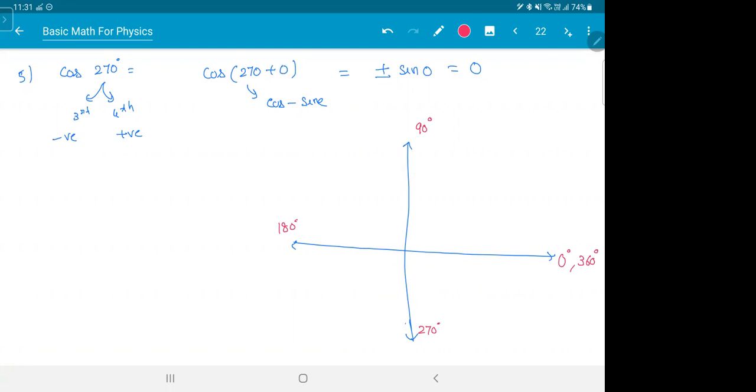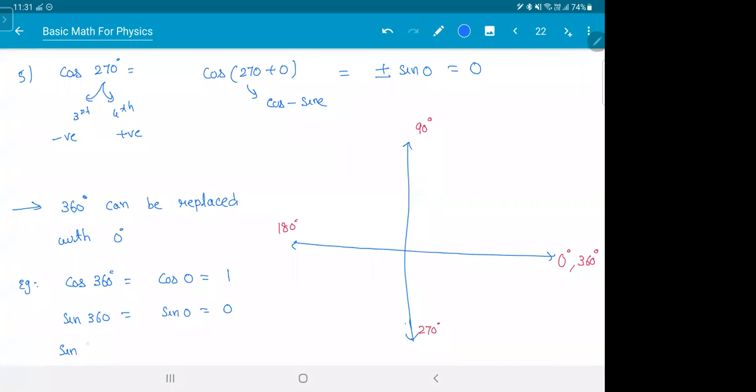So when you do 360, what will happen? You'll get back to 0. So 360 degrees can be replaced with a 0 degrees. So whenever you see 360, make it 0. So example, if I give cos 360, this can be written as cos 0. If I give sine 360, you can write this thing as sine 0.